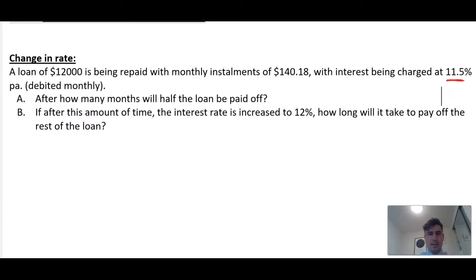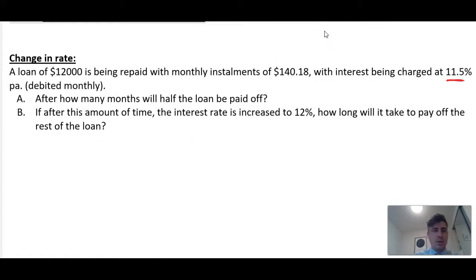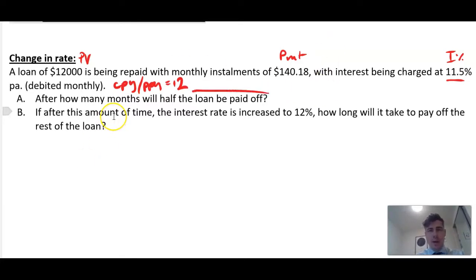So this is a job for Finance Solver. We're going to put in everything we know. So let's go back to the question. We've got our PV, which is the principal value. We've got our PMT, which is the payment amount. We've got our I, interest rate, which is 11.5%. We've got the CPY, PPY number, 12, because it's all monthly. FV, we want to pay half of it off. So FV will be half of what was the original. So FV must be 6,000. And because it's still owing, it will be negative 6,000. Whereas the 12,000 is positive because it's money being given to the person.